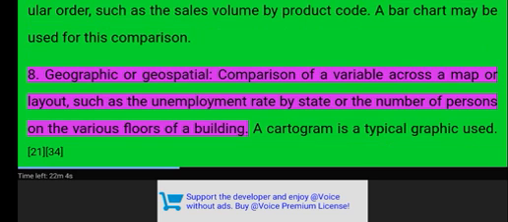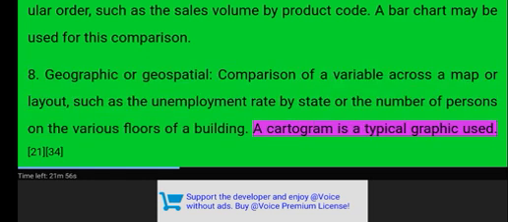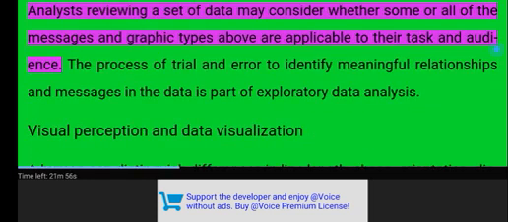8. Geographic or geospatial, comparison of a variable across a map or layout, such as the unemployment rate by state or the number of persons on the various floors of a building. A cartogram is a typical graphic used. Analysts reviewing a set of data may consider whether some or all of the messages and graphic types above are applicable to their task and audience.